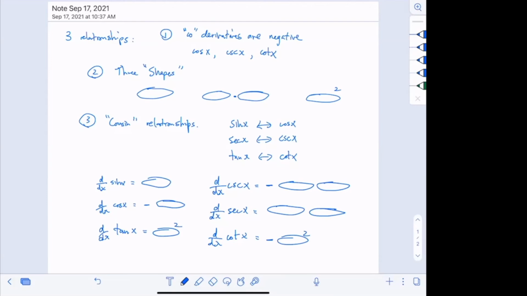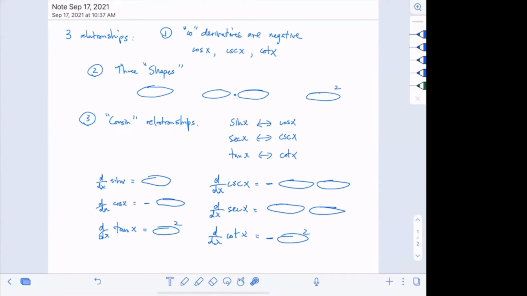Now I want to figure out what each of those little blobs is. And here's where the cousin relationship comes in. Sine and cosine are cousins. They're related to each other's derivatives. So the derivative of sine is cosine, and the derivative of cosine is negative sine of x. Do you see how cousins have related derivatives?